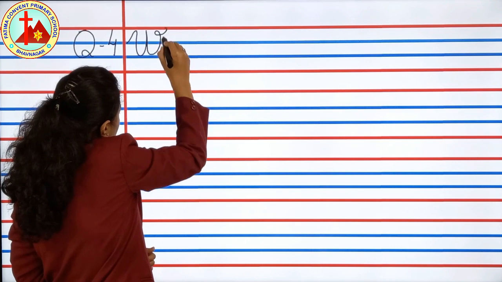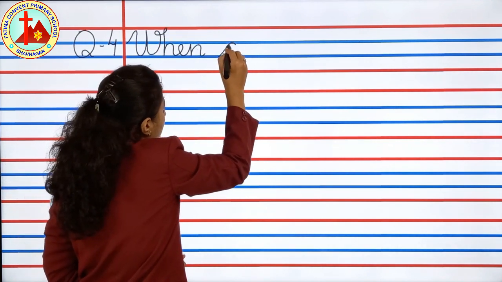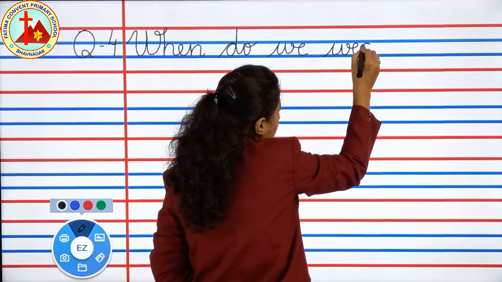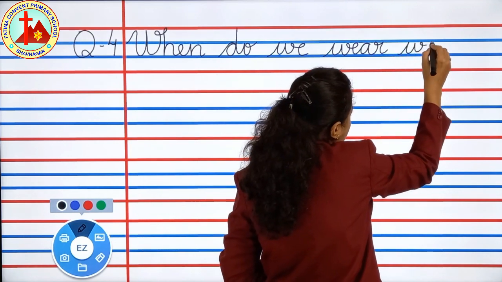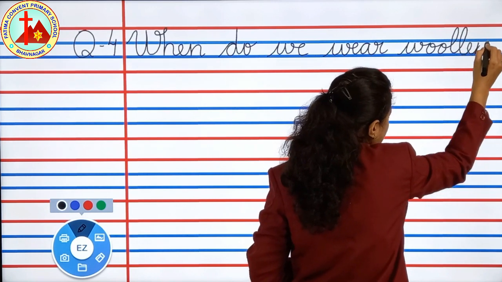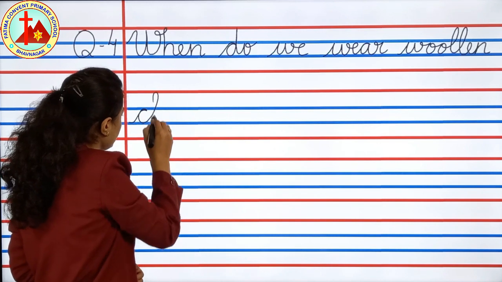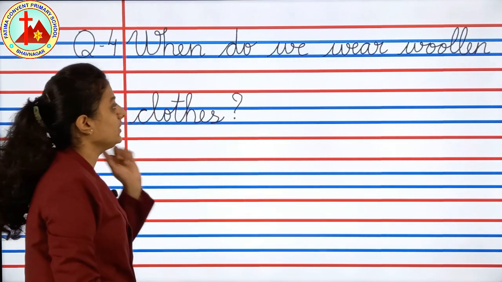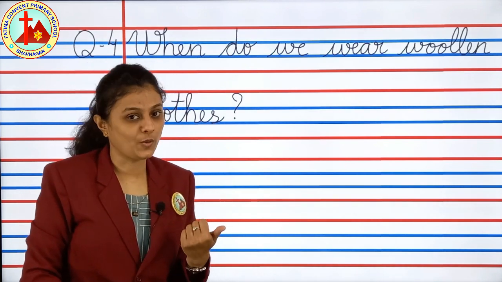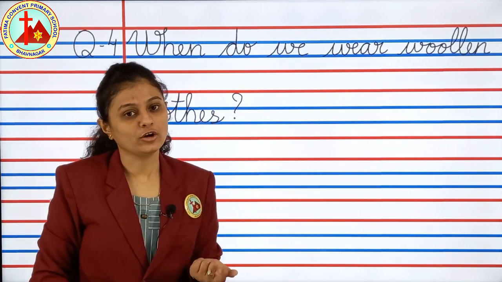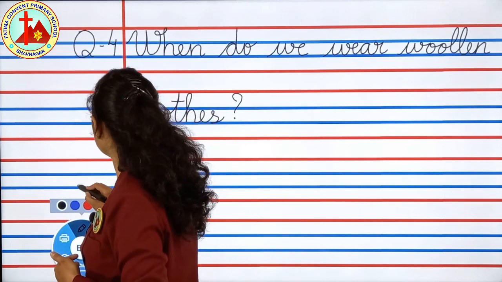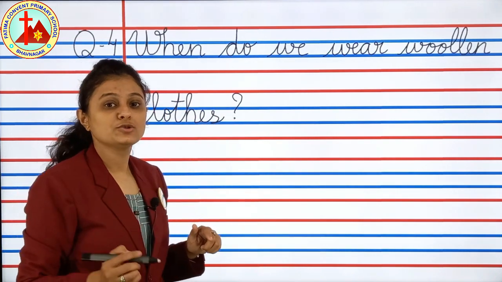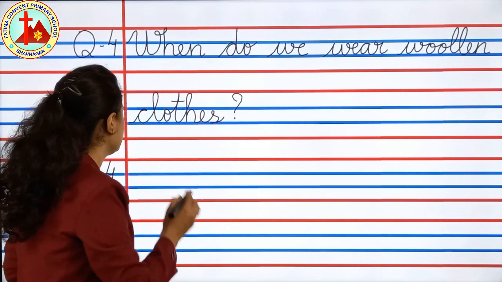W capital, remember. When do we wear woolen, W double O double L E N, woolen clothes? Dash on T and question mark at the end. When do we wear woolen clothes? What is the answer? On a cold day. Yes, you all don't wear in summers or rainy days. You all wear on a cold day. They keep you warm. So come on, let's write answer for. When do we wear woolen clothes? We wear woolen clothes on a cold day. Half of the answer is in the question. Yes, so come on, let's write.